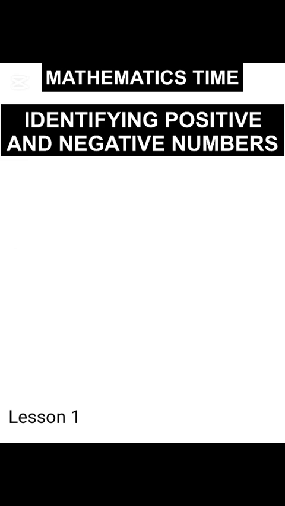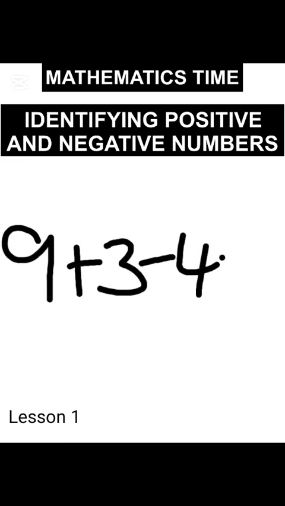Now try and identify this. 9 plus 3 minus 4 minus 3. All right. Identify it. Good. So 9 here becomes what? Positive. 3 also becomes positive since the sign is at the left side of 3. 4 there becomes negative 4. And 3 also becomes what? Negative 3.